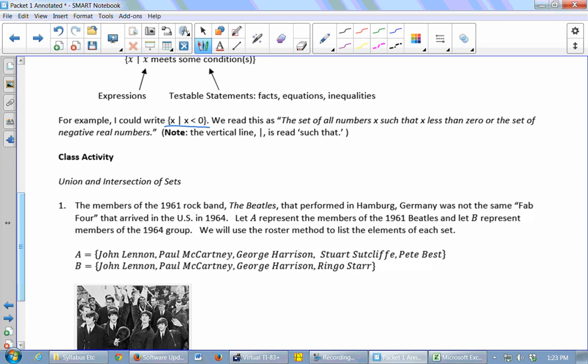So what set of numbers am I describing when I say that? The set of all X's such that X is less than 0. Negative numbers. Yeah, negative real numbers. Yeah, good.